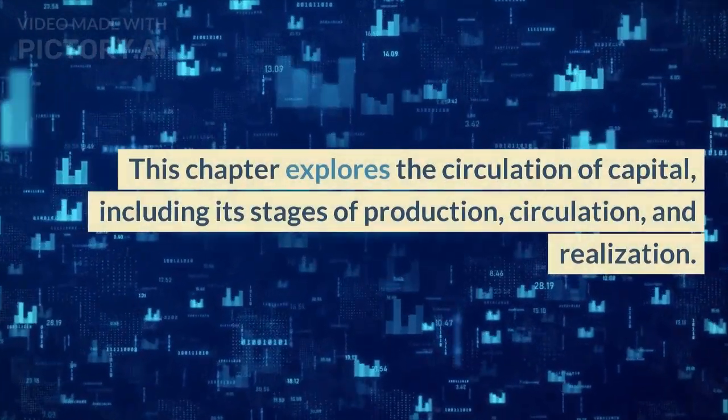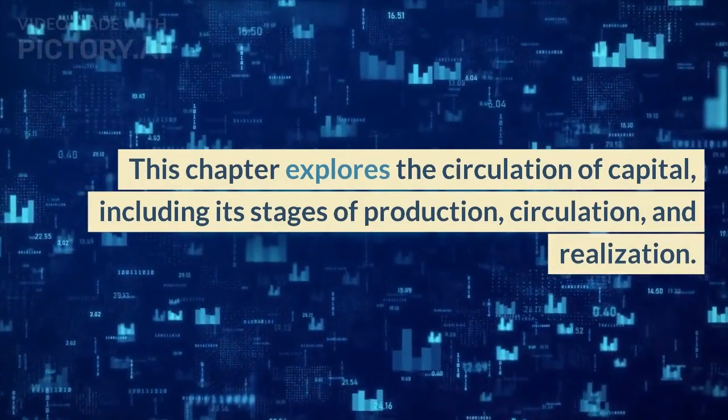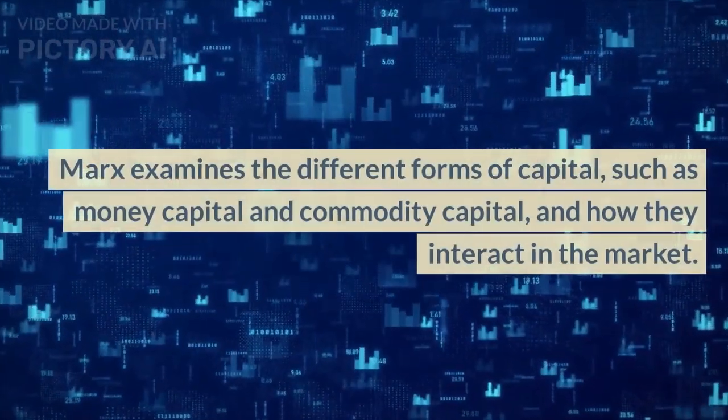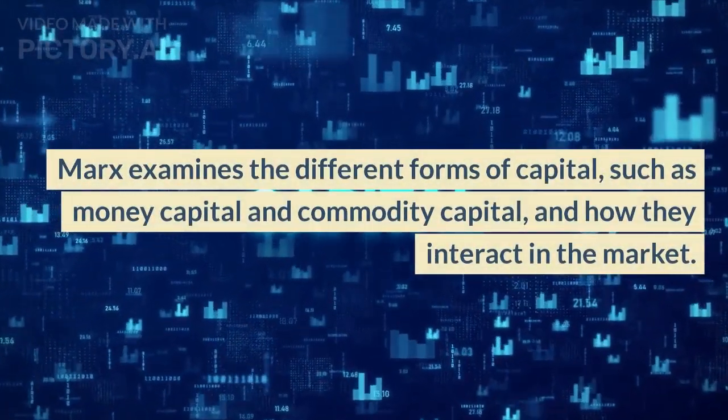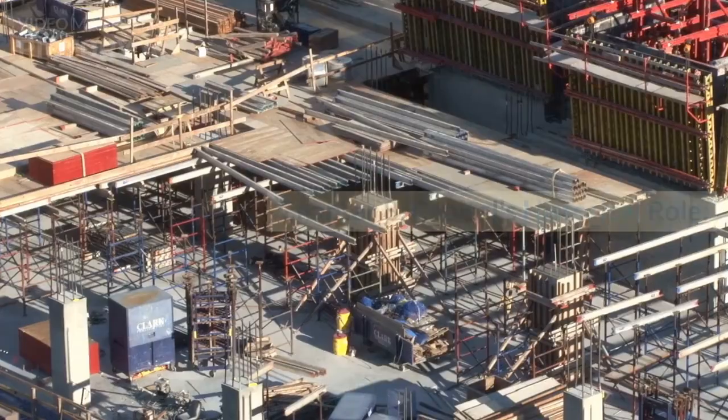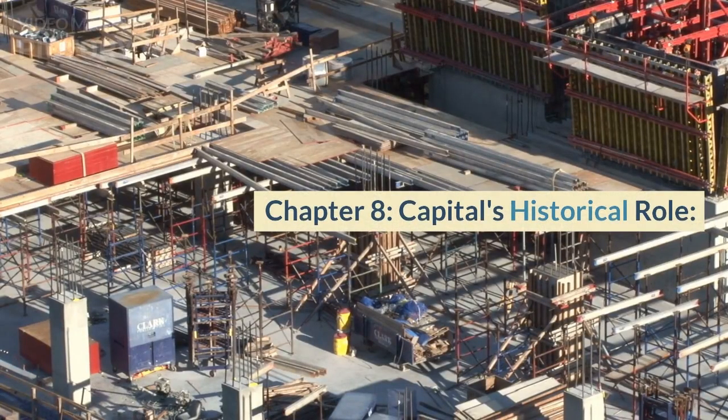Chapter 7, The Process of Capitalist Circulation. This chapter explores the circulation of capital, including its stages of production, circulation, and realization. Marx examines the different forms of capital, such as money capital and commodity capital, and how they interact in the market.